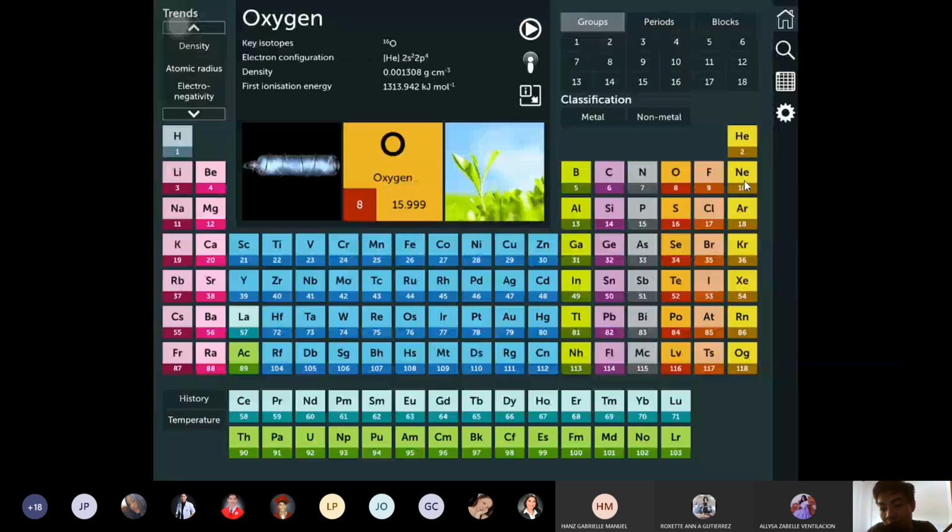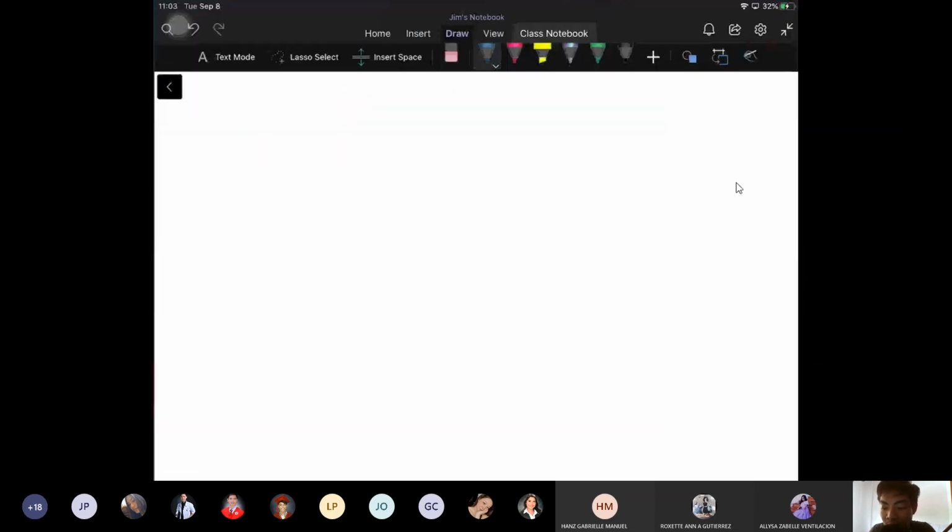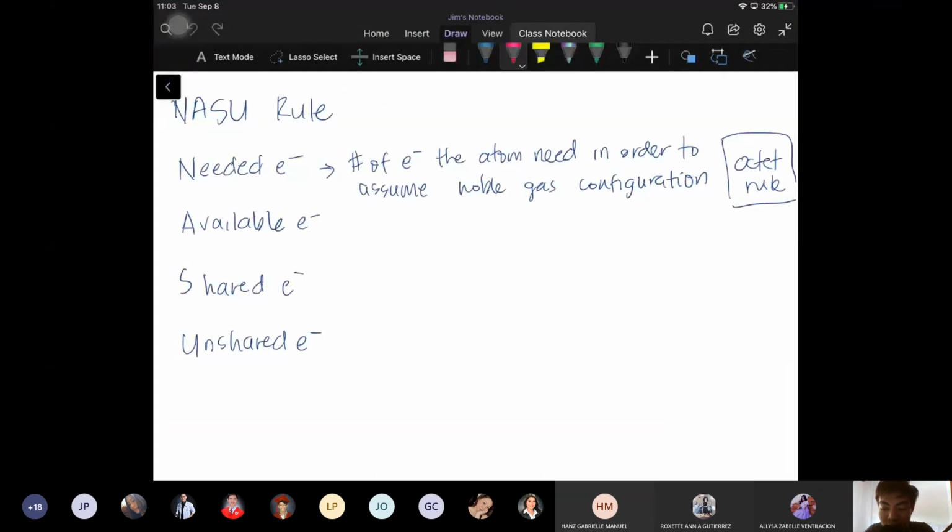So that should give you an idea that there should be 8 electrons needed to completely fill the S and the P orbital. That's why we have the octet rule. So ano meaning ng octet rule? 8 electrons to complete the S2 and the P6 orbital. Because once these two orbitals are complete, that means your atom now assumes the noble gas configuration.